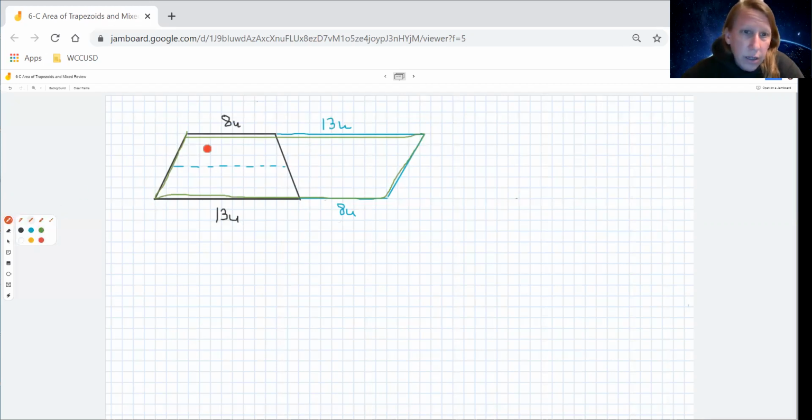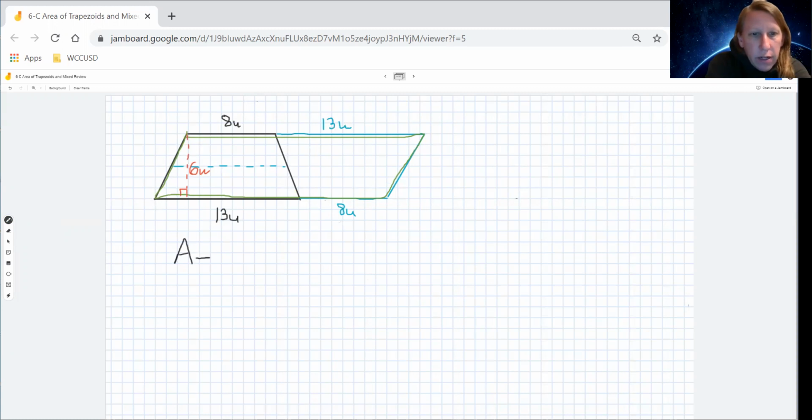Let's go put the height in here. I'm going to use this as the height. You can count it. We're finding the area. It's 1, 2, 3, 4, 5, 6. The height of the trapezoid is 6. The bases are 6 apart. Okay, so this is where the area formula for a trapezoid came from.